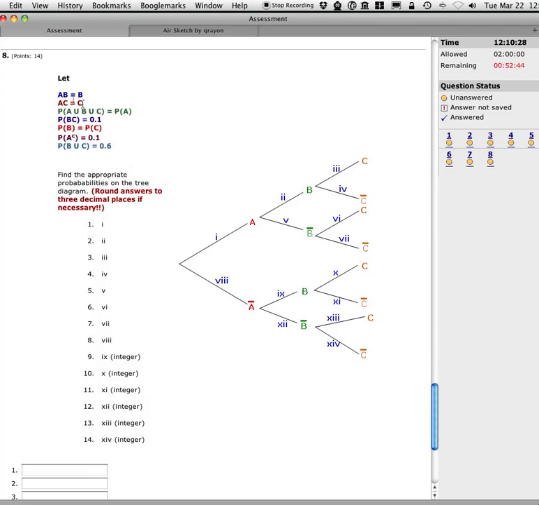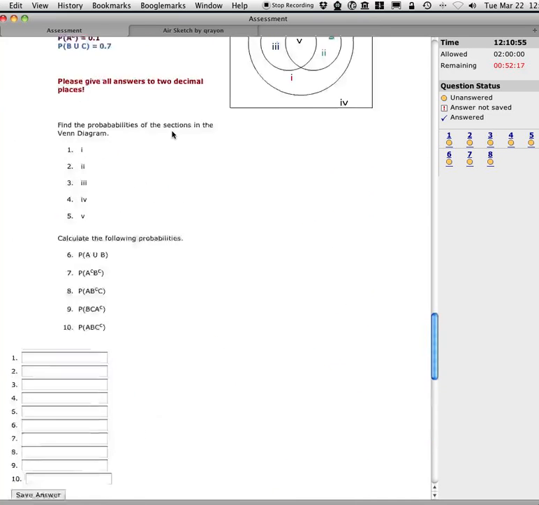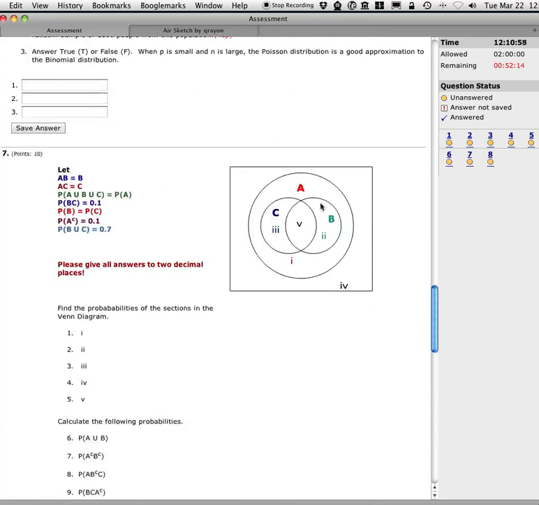As you can see from the information that you are given, the exercise is quite similar. In fact, we have that A∩B is equal to B, and the intersection of A and C is equal to C. That means that both B and C are subsets of A. So we are exactly in this case, in which we have B and C completely inside A.